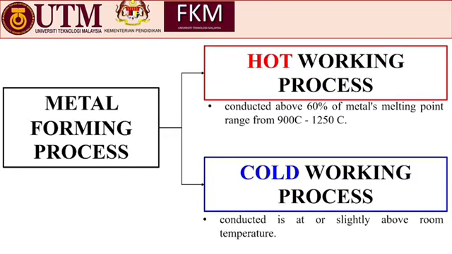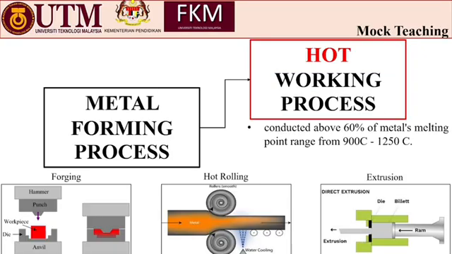So what are the types of metal forming process? The types of metal forming process can be grouped into two groups. First is the hot working process and second is the cold working process. From its name we know the difference. For the hot working process, the whole process will be conducted above 60% of the metal's melting point, ranging from 900 degrees to 1250 degrees. And for the cold working process, the process will be conducted at or slightly above room temperature.